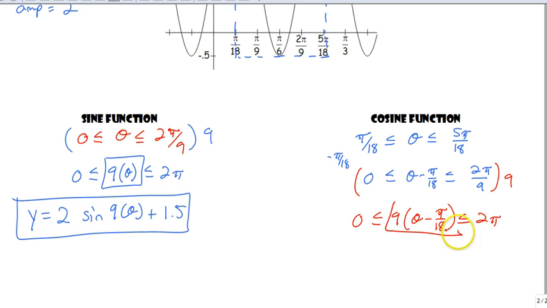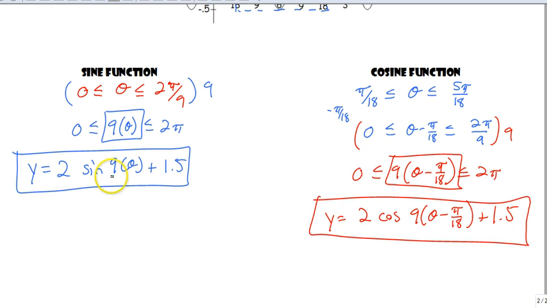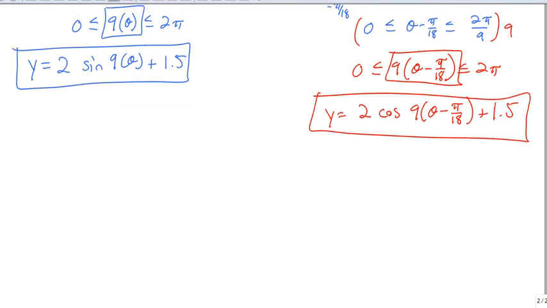So now I have the guts of the problem, and now I can write my cosine function. Y equals 2 cosine of 9 theta minus 8 pi over 18 plus 1.5. Again, these are very similar, the sine and cosine curves. The only difference is the phase shift and where you're starting the graph. But the amplitude, the node, and the frequency should all be the same. So there we go. That's all you're doing.